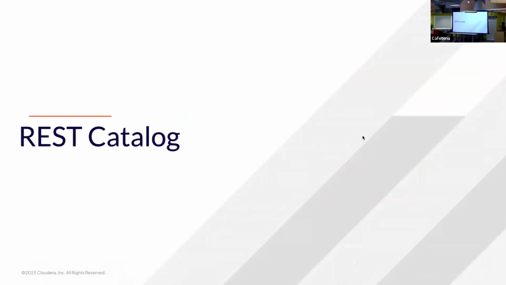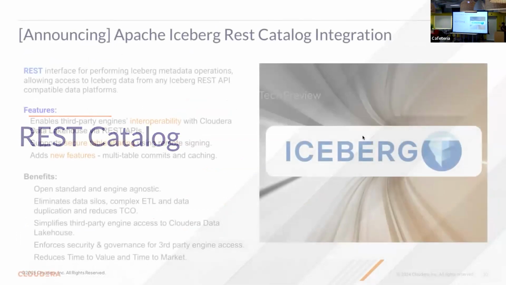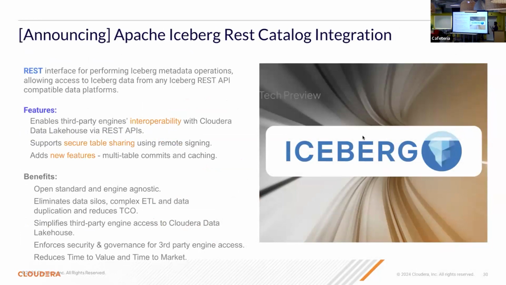So REST catalog. This is one area which I think the Iceberg industry, if you follow the upstream community, is focusing a lot on. And we recently announced our TP of Cloudera's Iceberg REST catalog, as I mentioned multiple times before, right? It avoids vendor lock-in, which means that you can access data from one place to another. This is basically creating an open table format. By creating an open table format, we are achieving access from anywhere as well, right? With the REST API service. So the REST interface is performing those Iceberg metadata operations, allowing access of the entire Iceberg state from just a REST API, right?